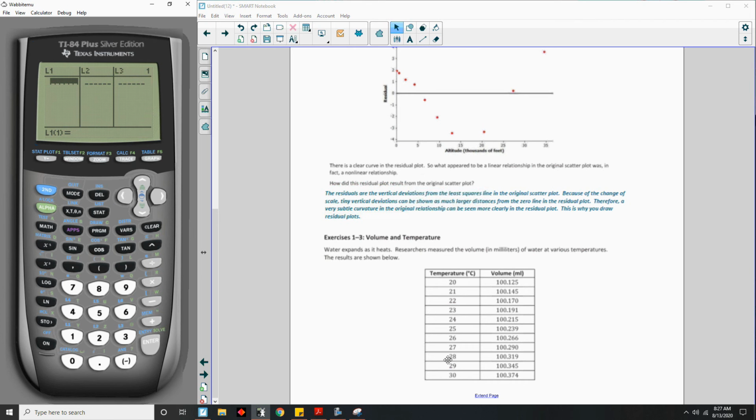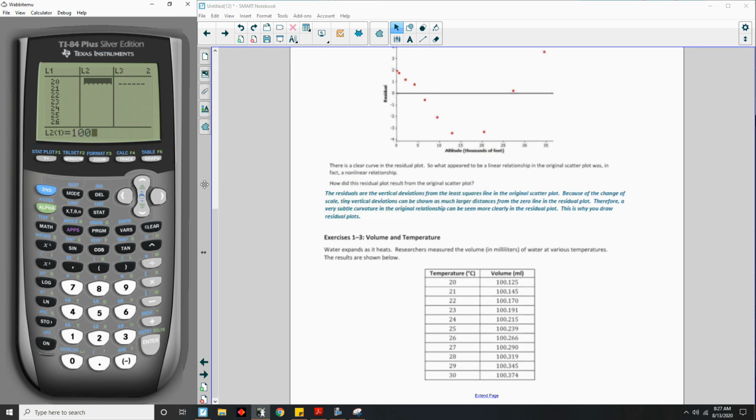All right, so we're going to enter this data. So here we go. 20, 21, 22, 23, 24, 25, 26, 27, 28, 29, 30. I always go to the last entry and count how many entries I have, and this says there's 11, and I check. 1, 2, 3, 4, 5, 6, 7, 8, 9, 10, 11. Very good. Arrow over to L2 and put these values in.